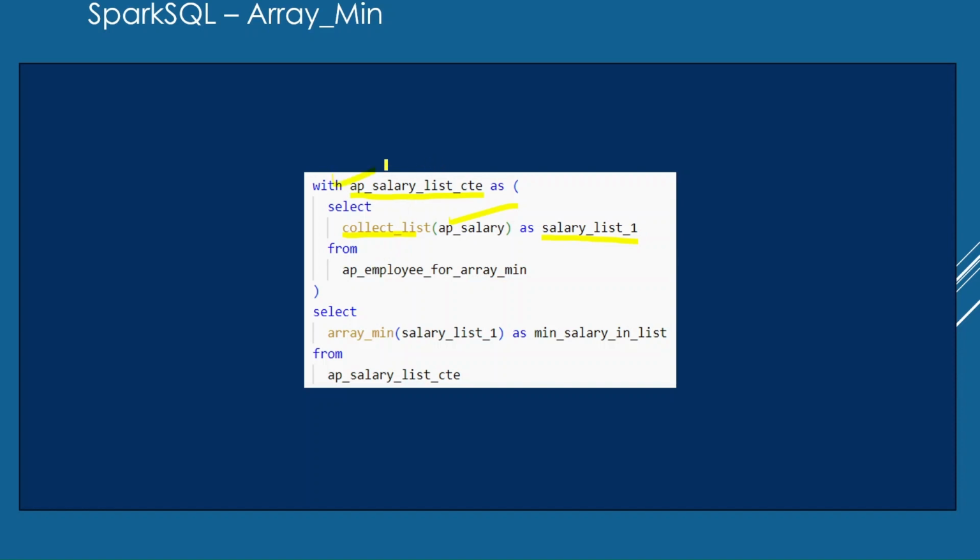Once this CTE gets created, I am using this array_min function, and I will pass an array from which we need to calculate the minimum value. This is the array we have just created here with the help of the collect_list function. What array_min will do is look at the values in this list and return whatever minimum value is present in this list, and that value will be stored in a column. With the help of an alias, I am renaming the column min_salary_in_list. So let's do this exercise in Databricks.